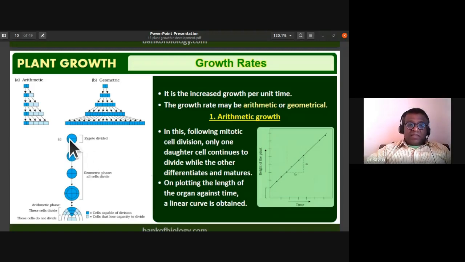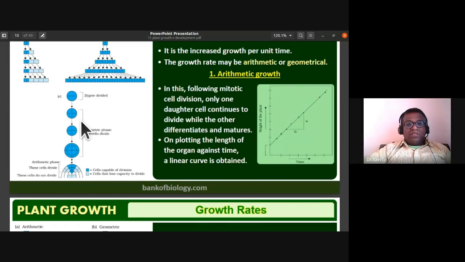In this arithmetic growth, following the mitotic cell division, only one daughter cell continues to divide while the other differentiates and matures. Okay, you can see it here. The zygote divides into cells, and only one cell is capable of division, while the others differentiate and mature. So this we call arithmetic growth.